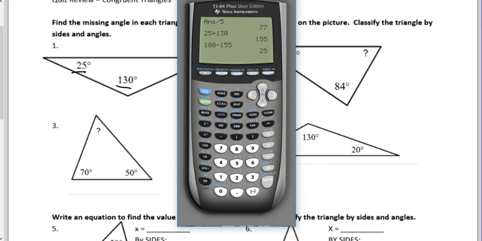Now, another way to do this is to say I'm starting off with $180. I spend 25 at this store, and I spend 130 at this store. What do I have left? $25.